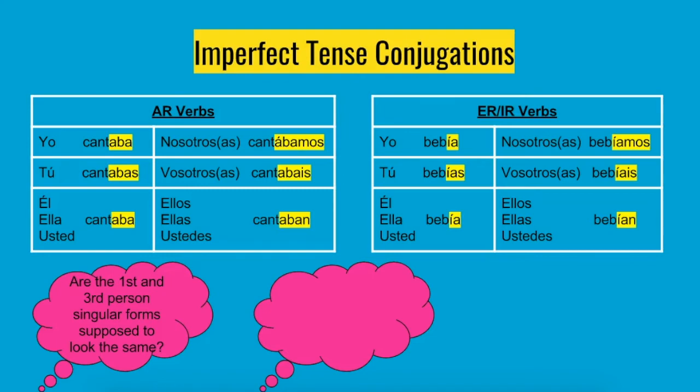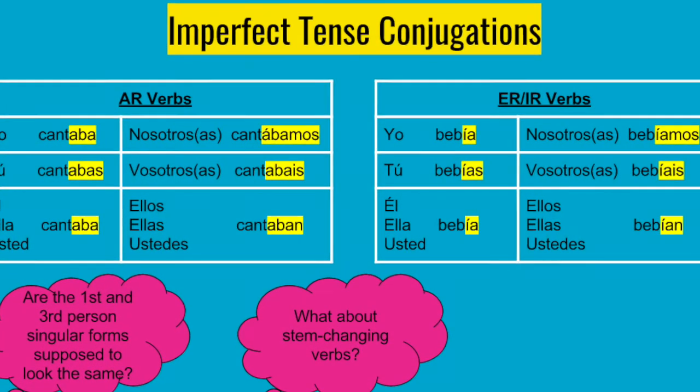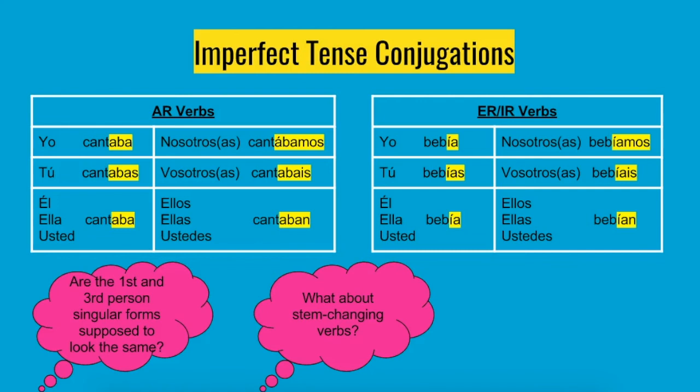Yes, go ahead, sir. What about stem changing verbs? Stem changing verbs. Great question. Luckily, there are no stem changes that occur in the imperfect tense, so you don't even have to worry about whether or not a verb is stem changing in other tenses. None of them will stem change in the imperfect tense, which is nice and easy to remember. Any other questions?